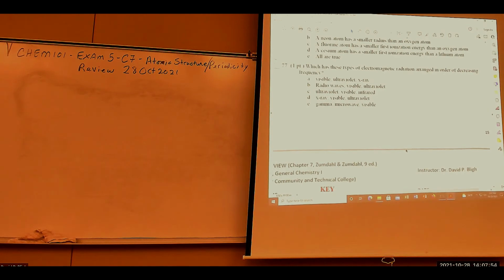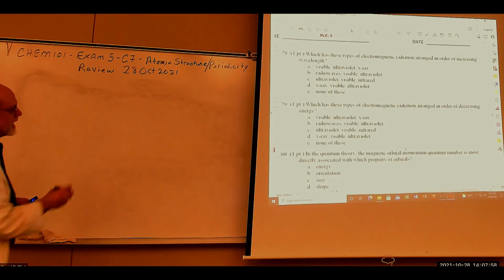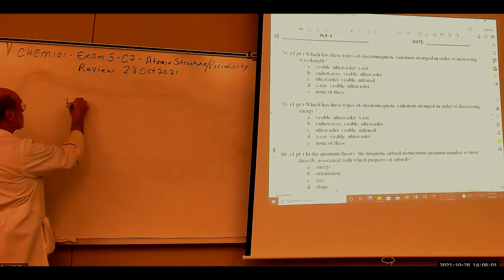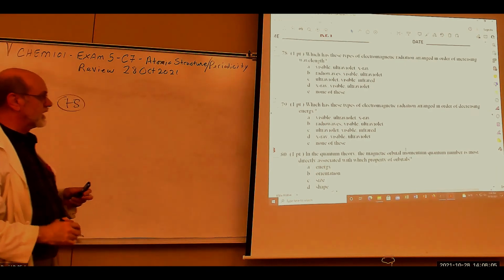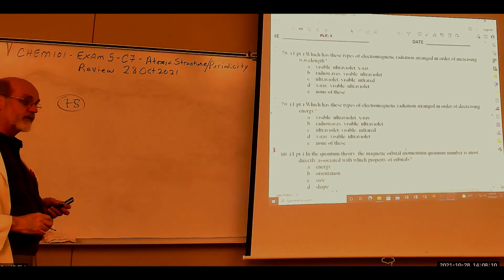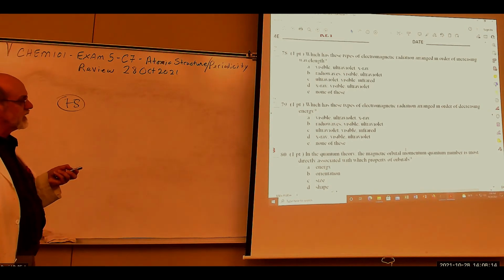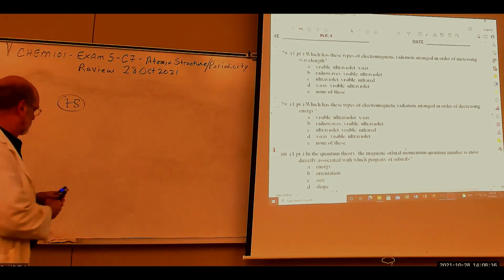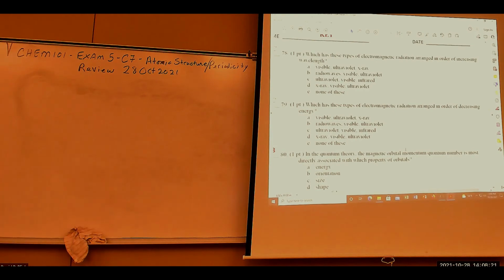78. Which of these types of electromagnetic radiation, arranged in order of increasing wavelength? Increasing wavelength is decreasing frequency. It's the same as the one before. Ultraviolet, visible, infrared. That was easy. Next. 79, 80, and 81.